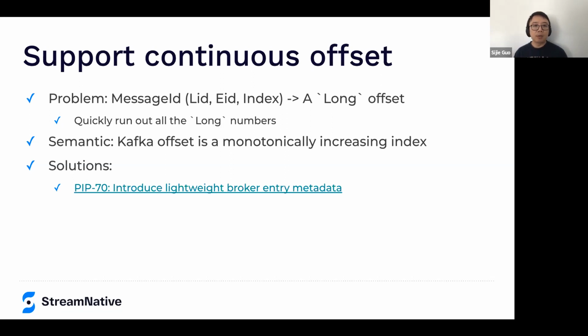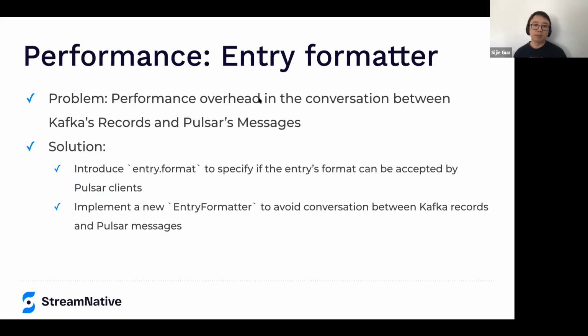The first one is that we are introducing a continuous offset, because the previous implementation used a very hacky way of generating wrong offsets by combining 3 different numbers together. And quickly we found that when we run KOP at a very large scale, like in Tencent production, it will quickly run out of numbers. It also doesn't align with the existing Kafka semantics, because a Kafka offset is an increasing index. So in Pulsar, we introduced a concept called lightweight broker entry metadata to store the offset or the index as part of the entry metadata. And KOP leveraged that feature to support continuous offset.